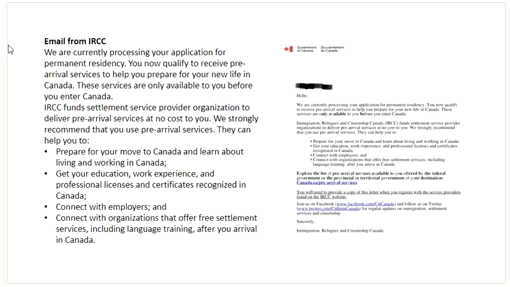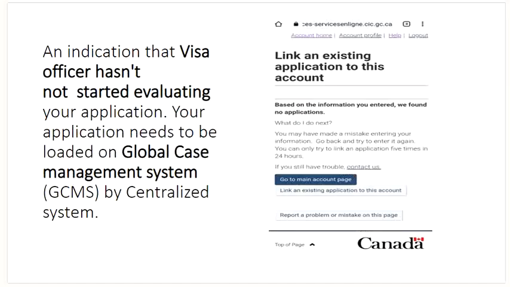So explore the list of pre-arrival services available to you, offered by the federal government or the provincial or territorial government of your destination. You will need to provide a copy of this letter when you register with the service providers listed on the IRCC website, and further information is given out there. Okay. All right, moving on to another screenshot here. So this is exactly how it looks. Many of you, I'm sure, must be receiving that link and existing application to this account.